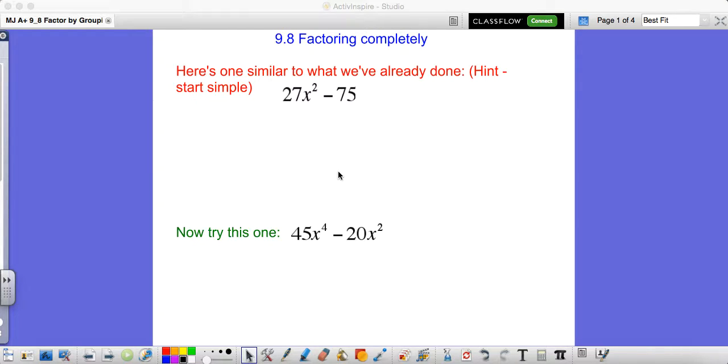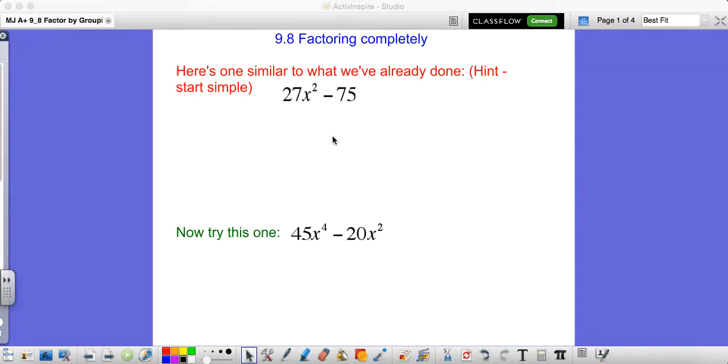Okay, so today we're looking at 9.8, which is the last section of chapter 9. What it's really doing is putting everything we've learned in chapter 9 together. And 9.8 is on factoring completely.